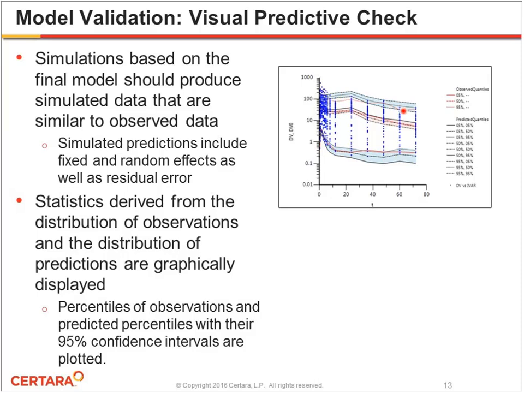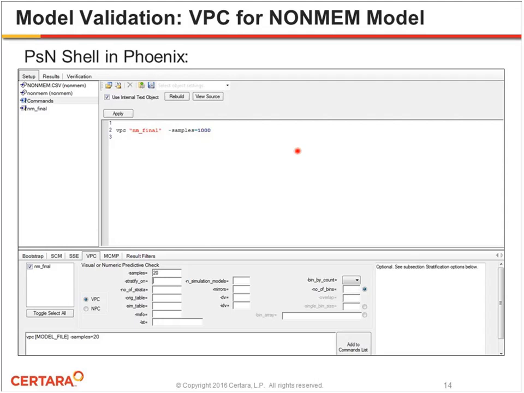And the gray lines are all for the predicted quantiles, and the colored bands are the confidence intervals around those. So you see, this model captured the data very well. There are some problems at the beginning here, some observed data outside, but most of the observed data is very well covered in this. How do you set this up in Phoenix?